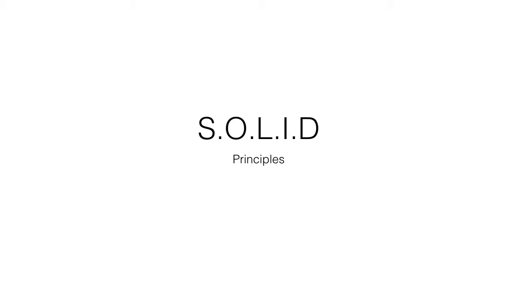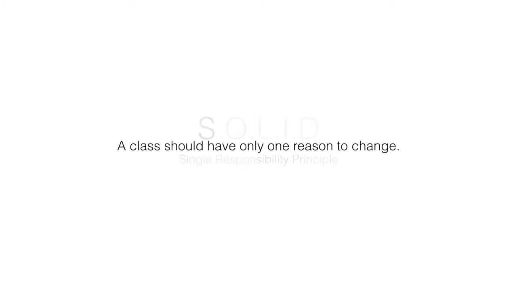Each letter in SOLID represents a separate principle, and we'll start with the first letter S, which represents the single responsibility principle. The single responsibility principle says that a class should have only one reason to change. But what does it actually mean?